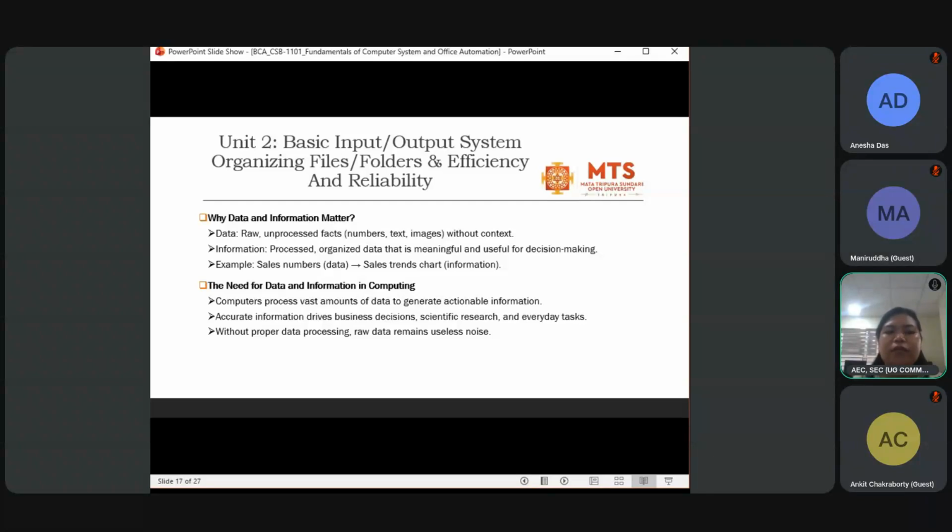Okay, the need for data and information in computing. Why do we need data and information in computing? Computers process vast amounts of data to generate actionable information. Like Manirud has said, this AI command. So how does this AI read the command, process the data and give you the solution? How does it work? First you command it, like give me a waterfall environmental crisis of India. Suppose this is the command you gave.